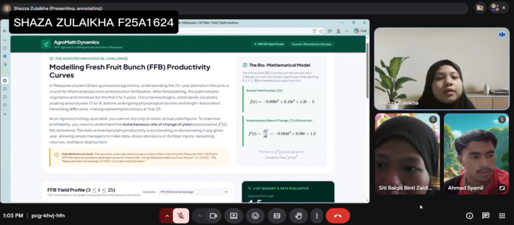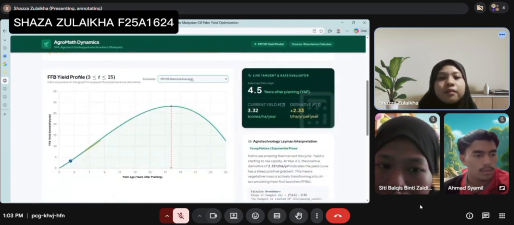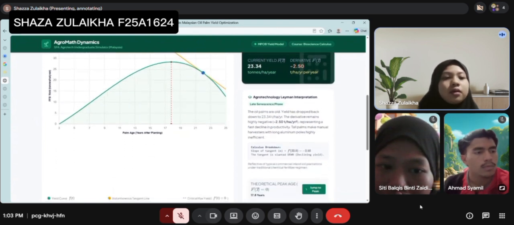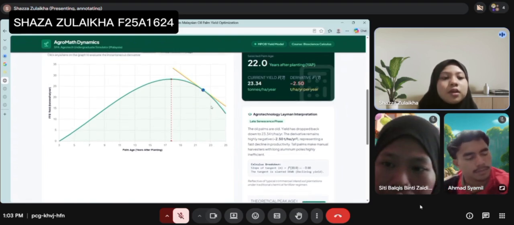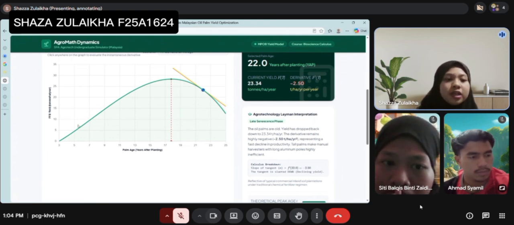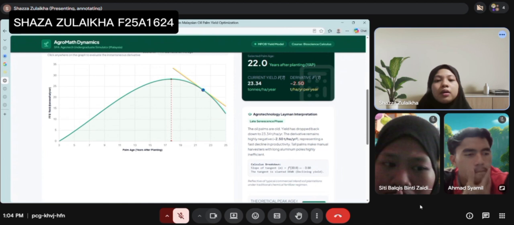I will click the graph. This graph visually displays the yield curve by different points on the graph, and we can observe how yield changes throughout the plantation life cycle. The graph helps users understand the relationship between palm age and productivity more clearly.